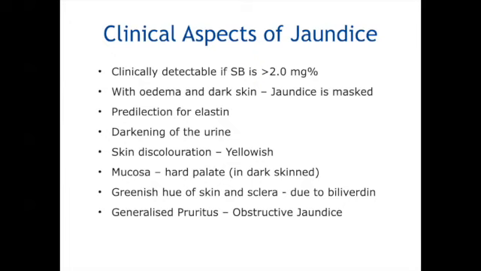With edema and dark skin, the jaundice may be masked, and there is a predilection for yellowish pigment. There will be darkening of urine, and the mucosa of the hard palate, especially when you have patients with hemolytic anemia, we will look at the hard palate for jaundice and soft palate for anemia. And this will give some color, the greenish color to the skin and sclera, especially when there is biliverdin accumulation in the body. And in patients with obstructive jaundice, either intrahepatic or extrahepatic cholestasis, there will be generalized pruritus.